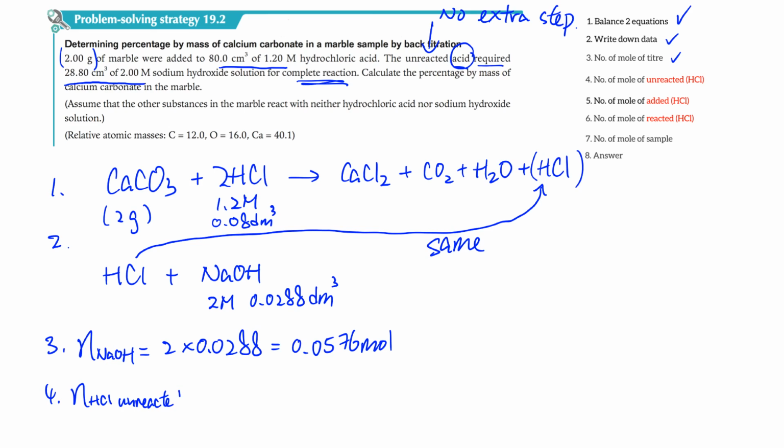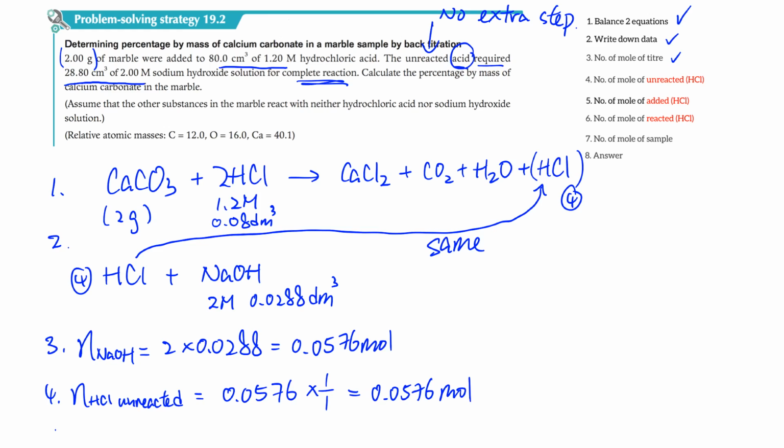And then number 4, the number of moles of HCl unreacted, will be equal to 0.0576 times 1 divided by 1, and it will be 0.0576 mole. So this is step 4. In this case, these two steps are the same.